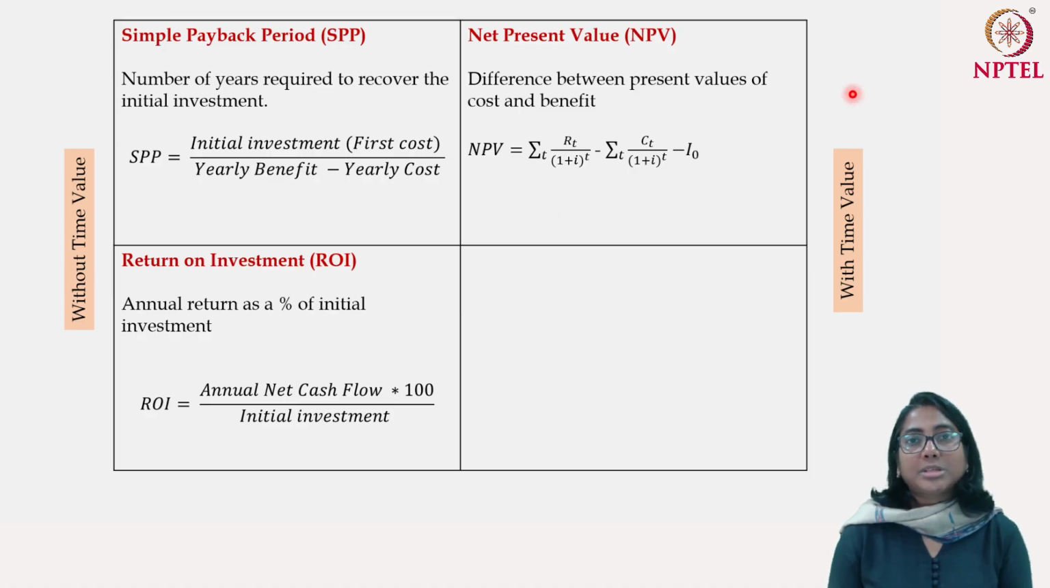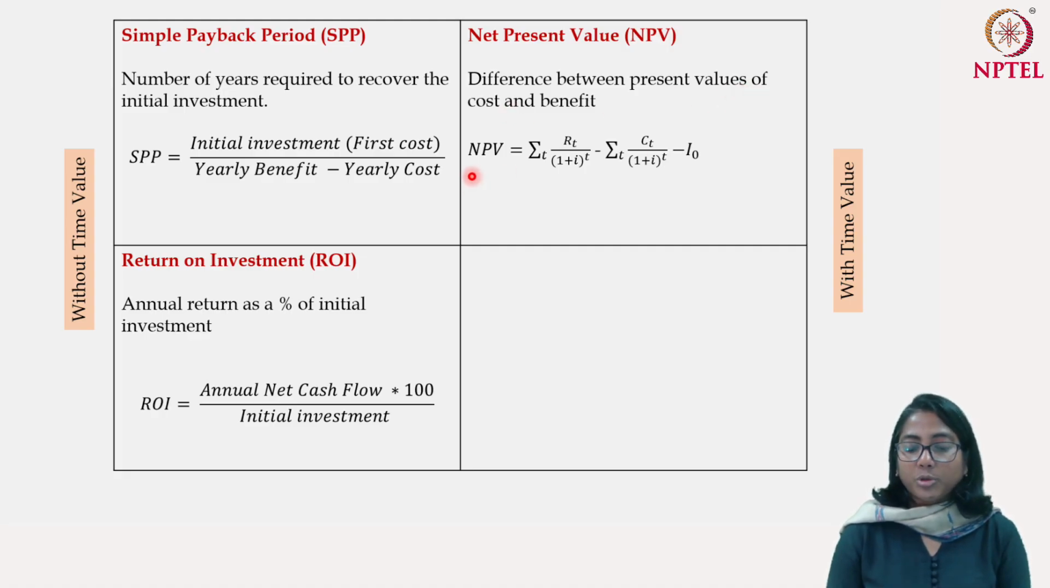So we move on to something a bit more sophisticated, which is called the net present value. This is perhaps the most used indicator in order to appraise projects, and this takes care of the time value of money. Let us have a quick look at what the net present value is. Basically, the net present value is the difference between the present values of cost and benefit.